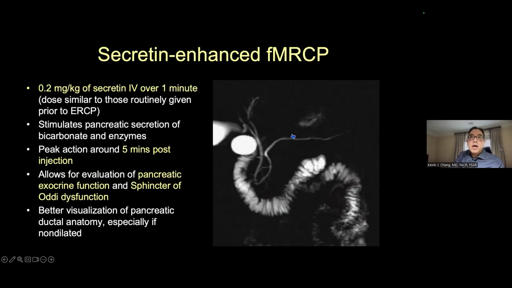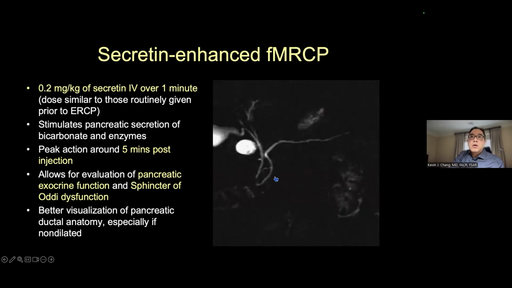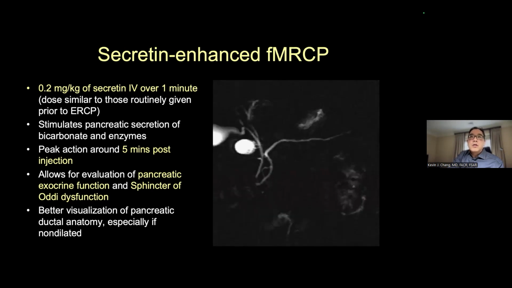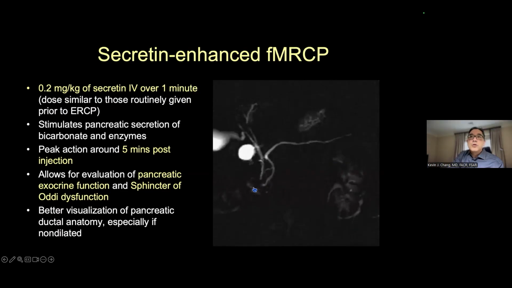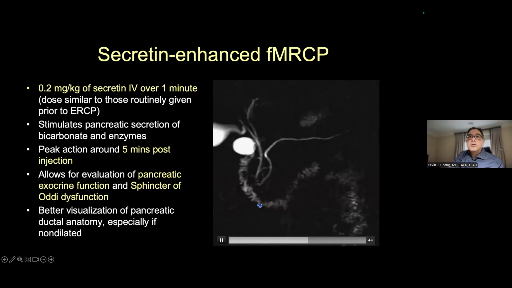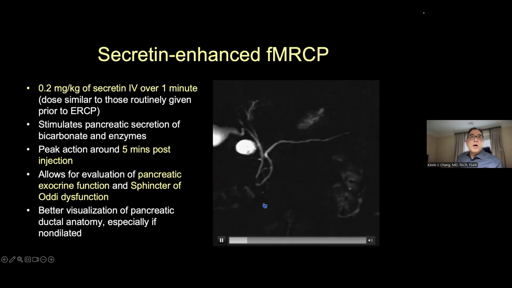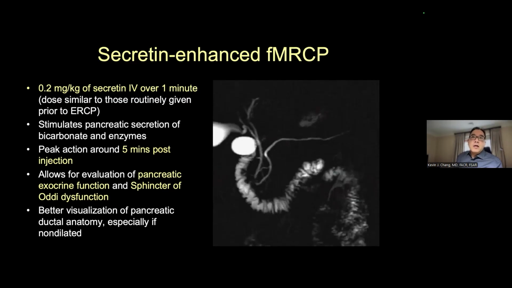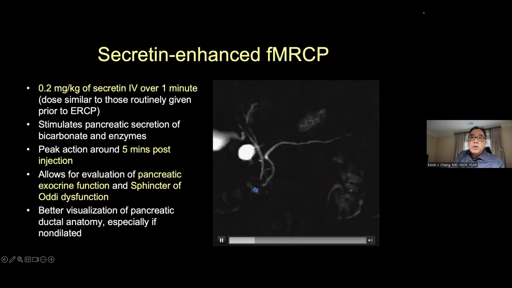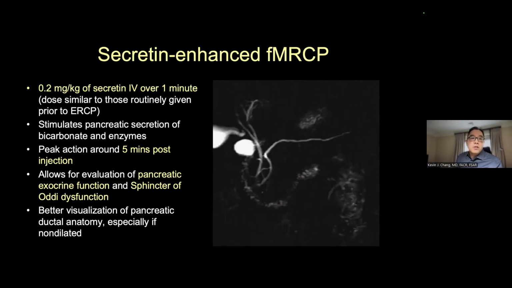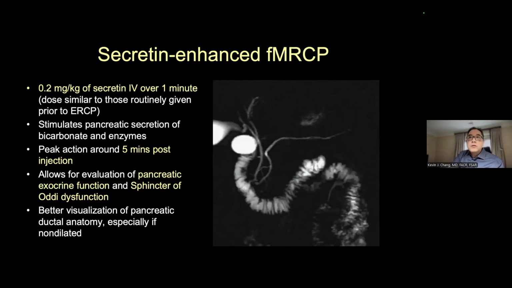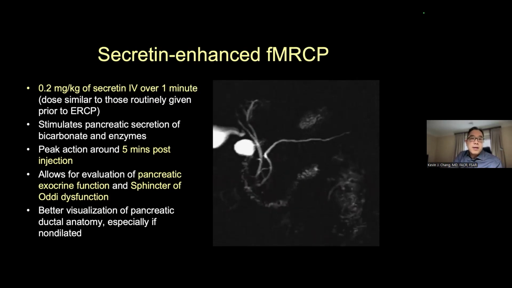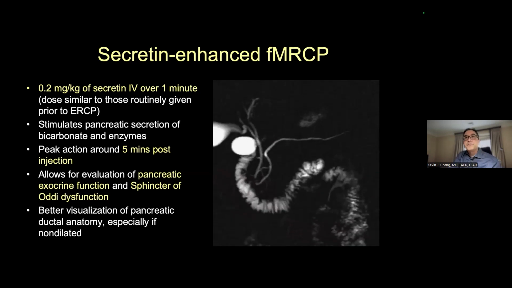and then you obtain thick slab MRCP images at various time points over the course of the next couple minutes, and you get kind of a time course exam here, where the pancreatic duct should dilate in a normal pancreas, and then you can also try to quantify the amount of juices that end up being excreted into the duodenal lumen to try to get a sense of pancreatic exocrine function. And then it also allows you to get a better look at the sphincter of Oddi to assess for any sphincter of Oddi dysfunction, as well as to better evaluate the rest of the pancreatic ductal tree, especially if it's a non-dilated pancreatic duct.